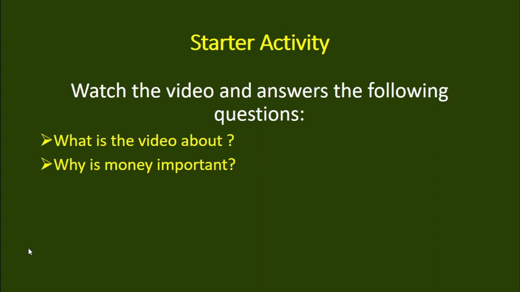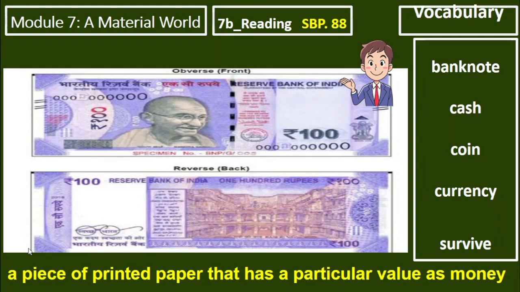Now, students, let's go through the most important vocabulary or keywords for today's lesson. The first one is banknote. As you can see, the banknote. This is the Indian banknote. The dollar is a banknote, and the real is a banknote. Banknote, the paper money, a piece of printed paper that has a particular value as money, banknote.